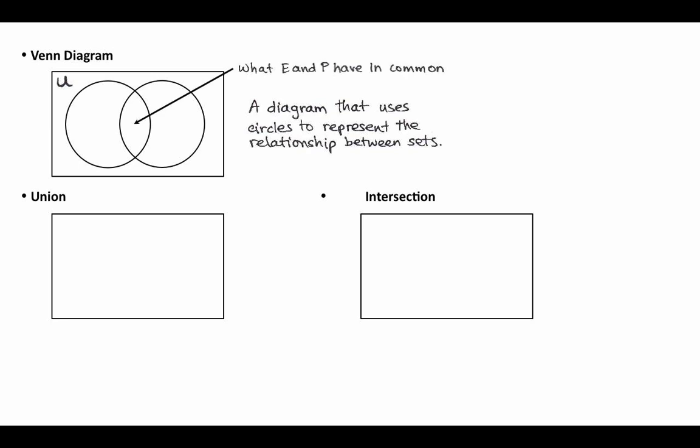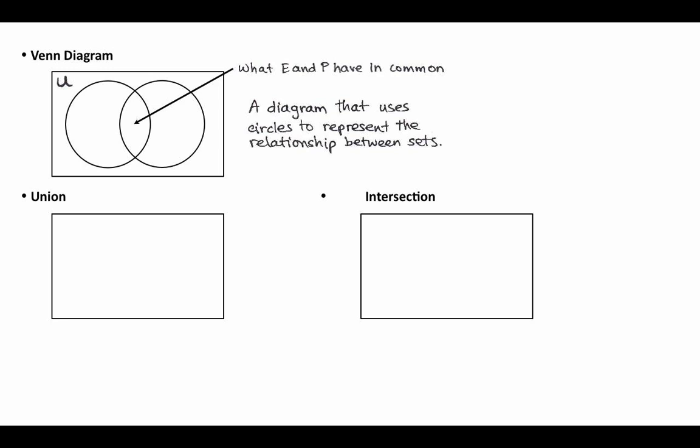Now, what the two sets have in common, if we were to use E and P from above, so the even numbers and the prime numbers, any numbers that are both even and prime would exist in that area of overlap between those two circles. And so graphically that completely makes sense, that you would have an overlap, and that represents the elements that also overlap. All right, so now let's look at a union.